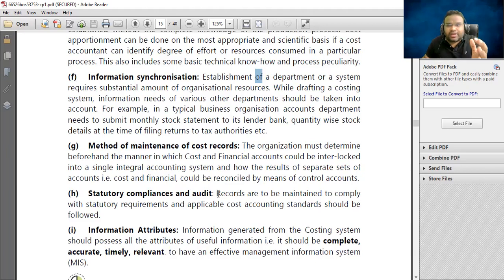Statutory compliance and audits. So what about the records you maintain? Make sure that they satisfy both your statutory audit and cost audit, etc.